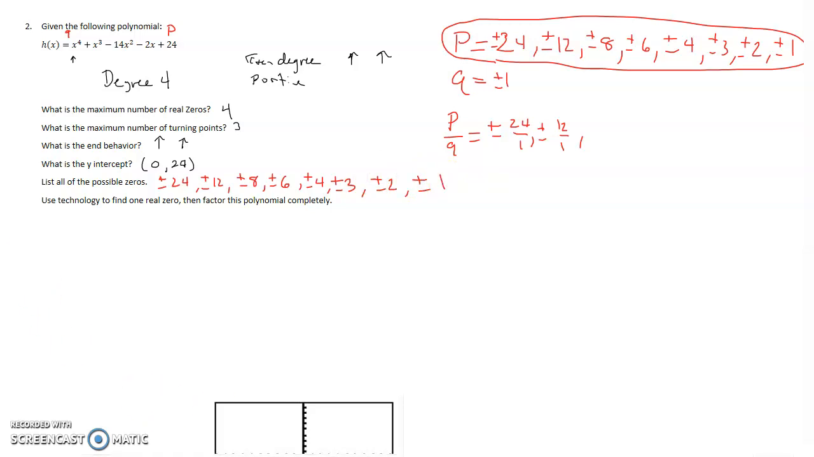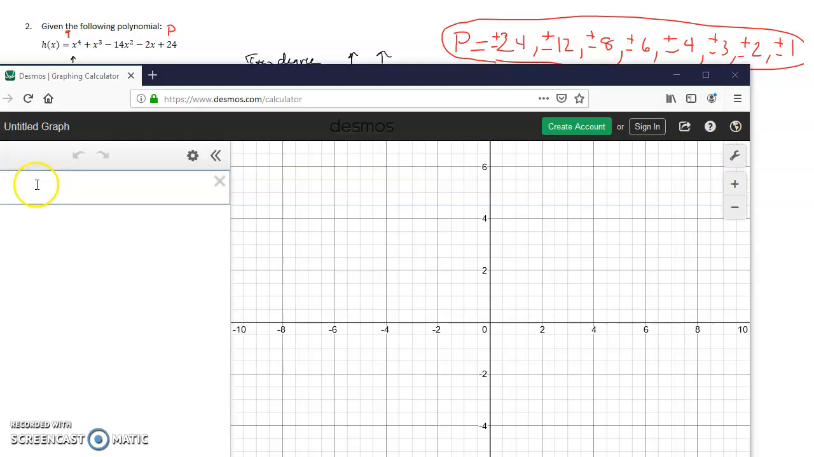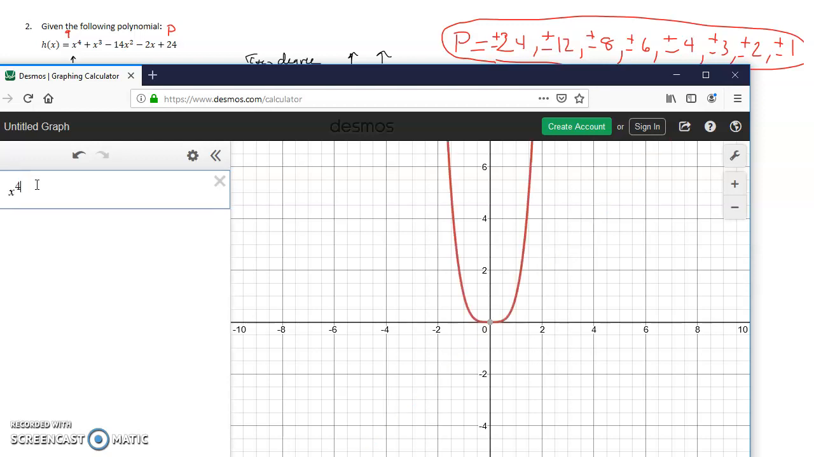Now, before we had technology, the next step we would need to do is plug all of these numbers in to see if they work out to be a 0. But thankfully, we have the use of graphing calculator technology, so what we're going to do now is graph this and find a 0. So let's go ahead, and I'm going to use Desmos because I don't have a graphing calculator on my computer, but you can do this using the TI-83 graphing calculator as well.